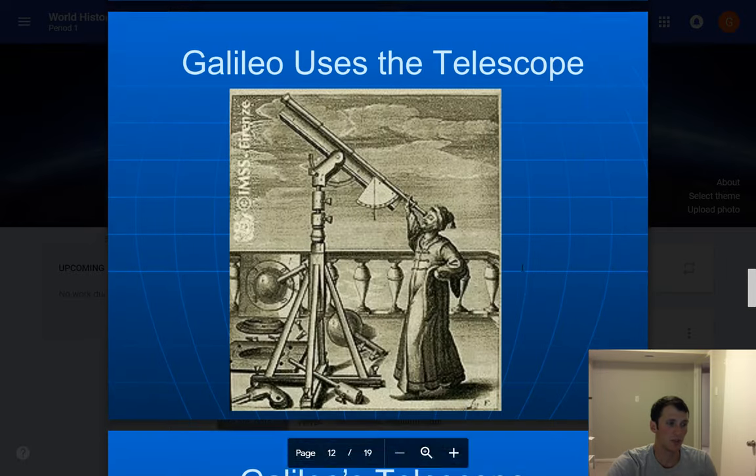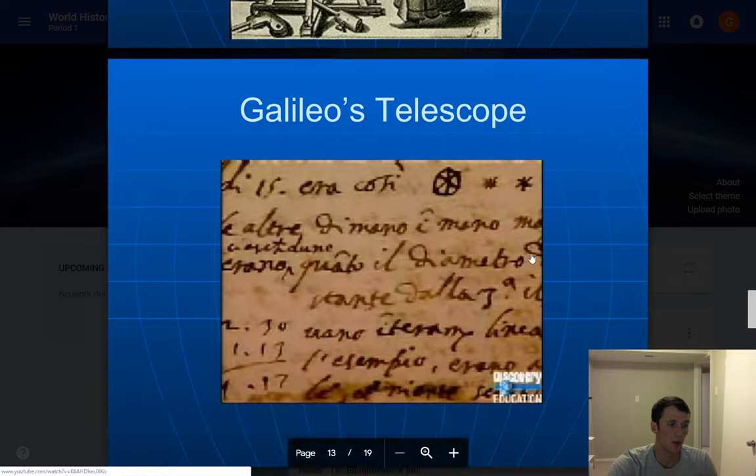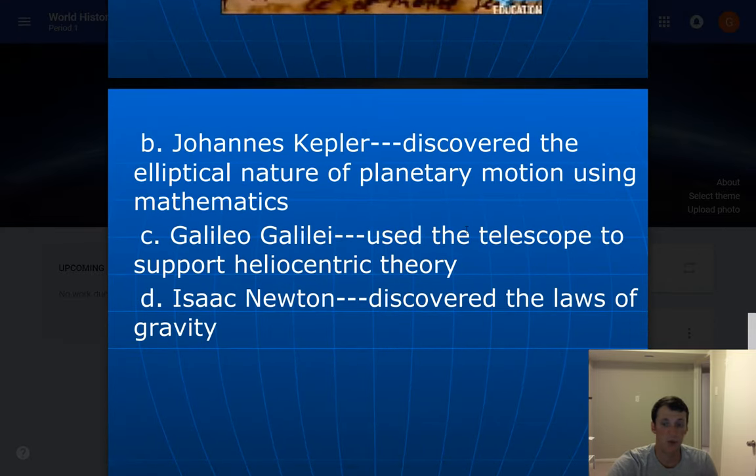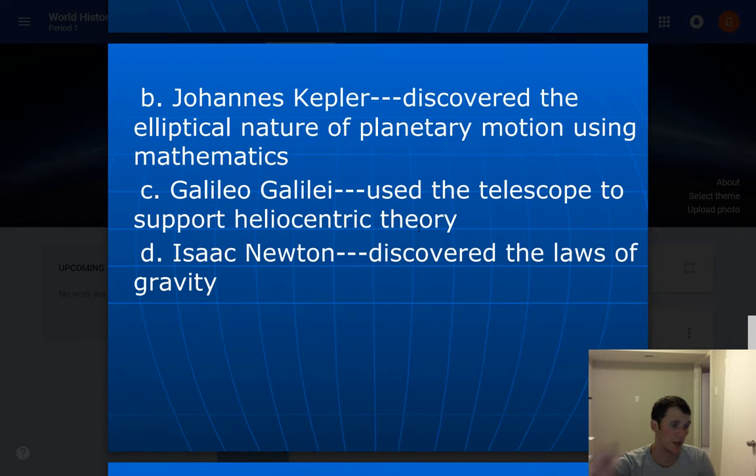So we've got a little picture here of Galileo using the telescope. We watched a little video about Galileo and the telescope. Next we move to Isaac Newton, right? Isaac Newton is going to be mostly around the laws of gravity, the laws of motion, and planetary motion. You should be familiar with those concepts going into tomorrow. You're going to need to know about Newton for sure.